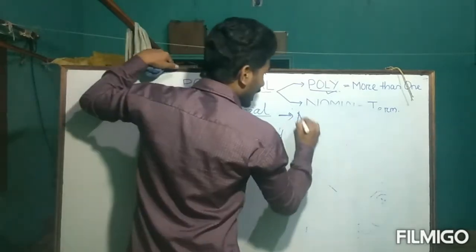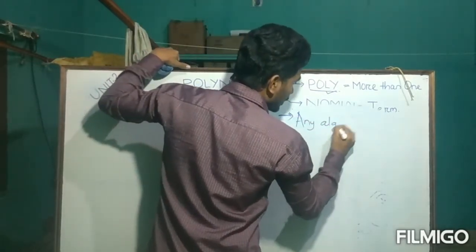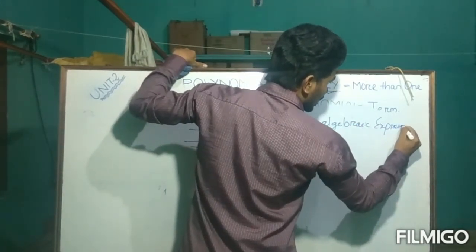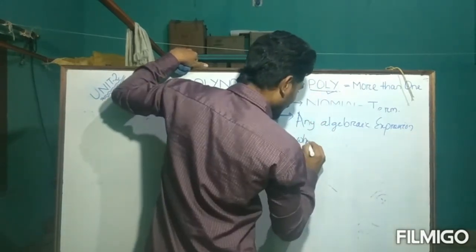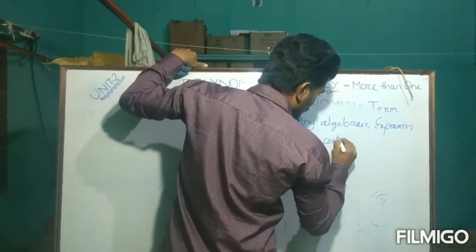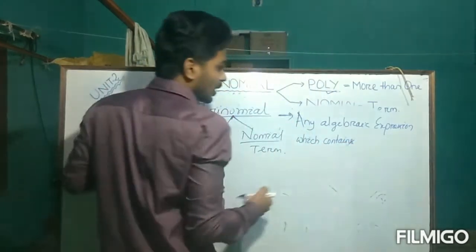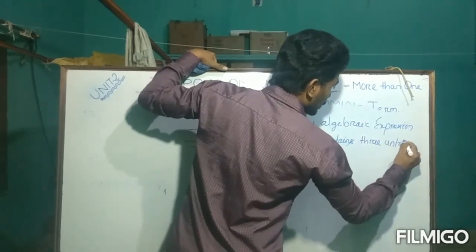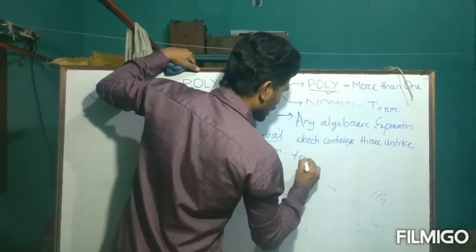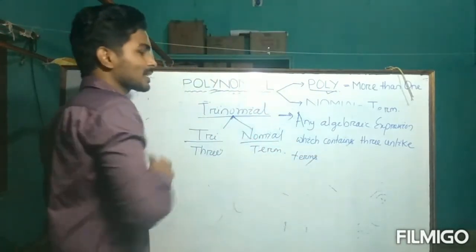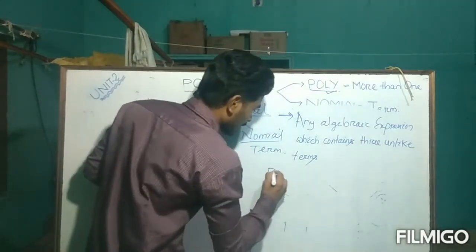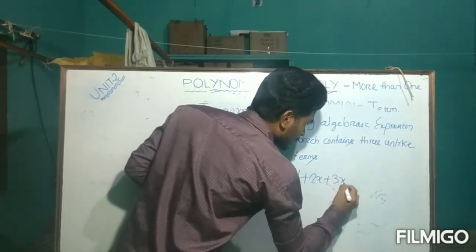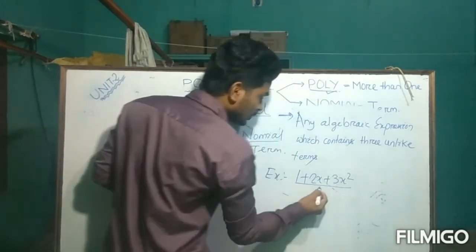So we can write: any algebraic expression which contains 3 unlike terms. Note this down. This is the most important condition. 3 unlike terms are known as a trinomial expression. Okay, so we have an example: 1 plus 2x plus 3x square. It has 3 terms.